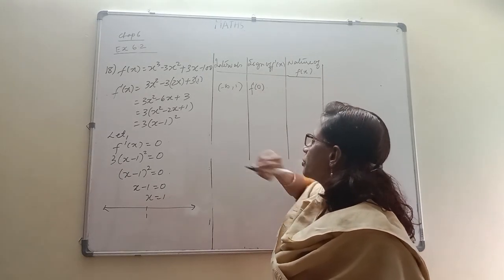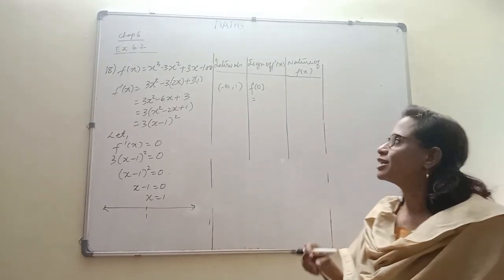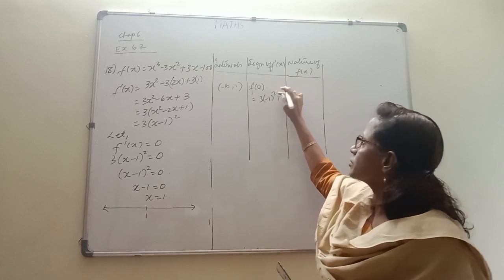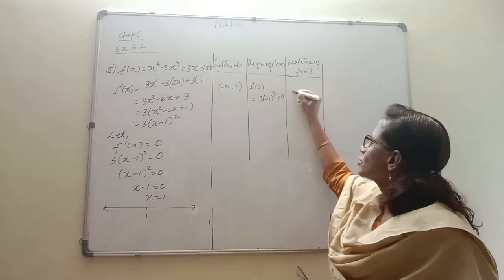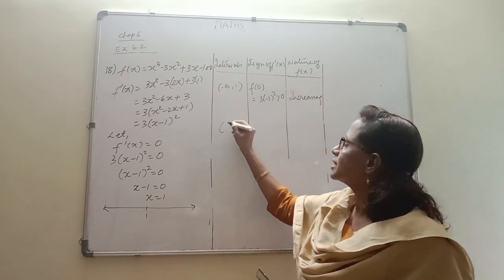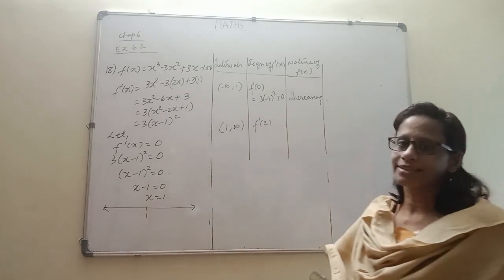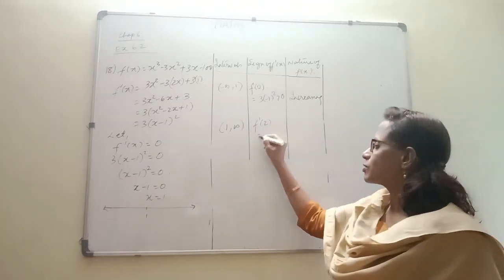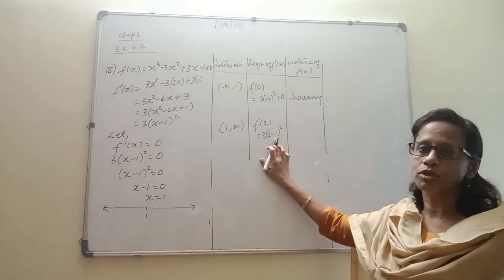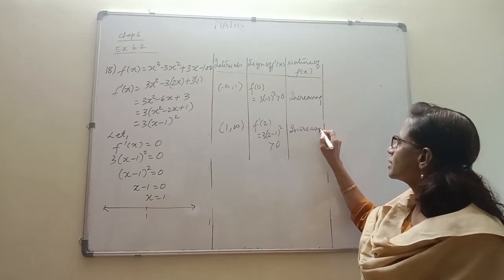F dash at 0, if we are checking, then it's a square. So it will be positive. It will be 3 times minus 1 the whole square, which is going to be positive. This is a square, so it will be positive. So it's definitely increasing here. If you go for the next interval from 1 to infinity, you take f dash at 2 or something like that. Same story, because it's a square, it's going to be positive. 2 minus 1 the whole square. No matter what the number is, just because of the square, it's going to be positive. So here also it's going to be increasing.